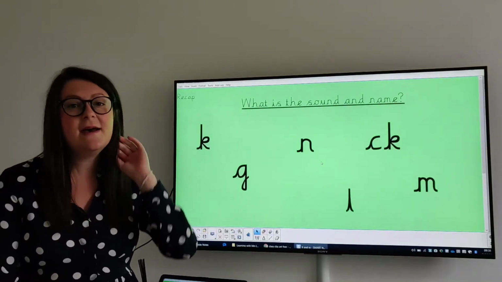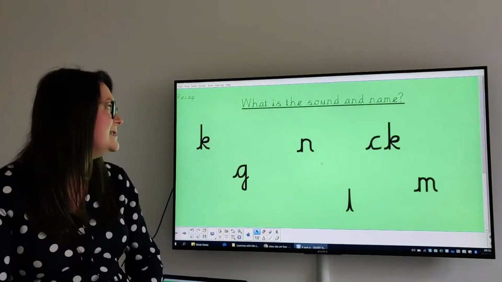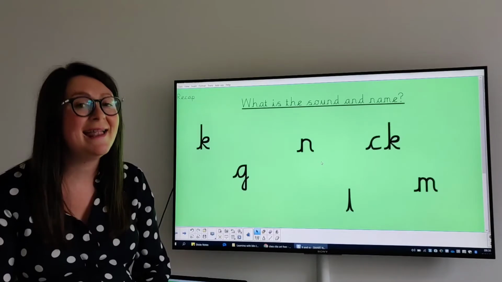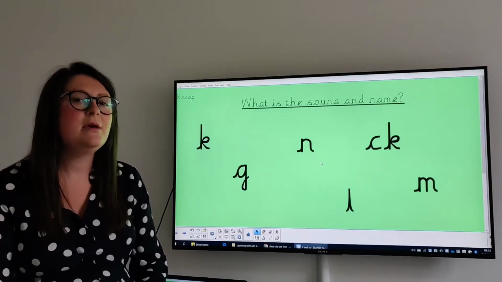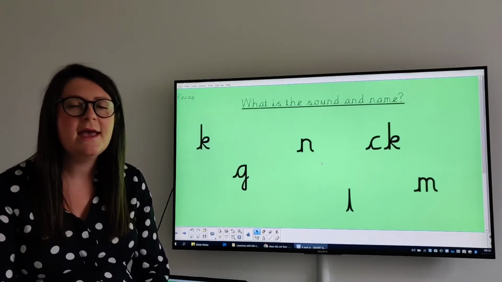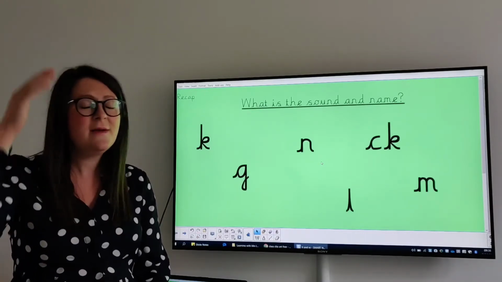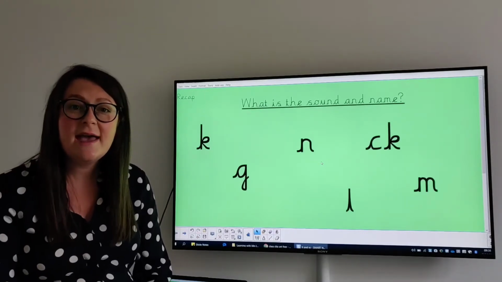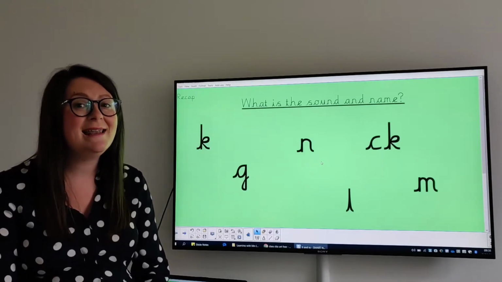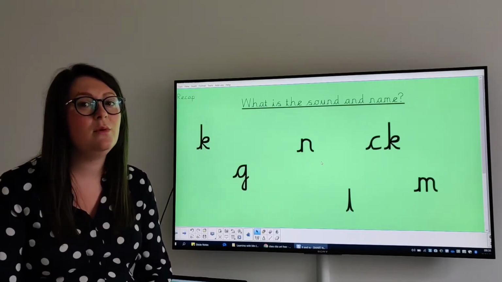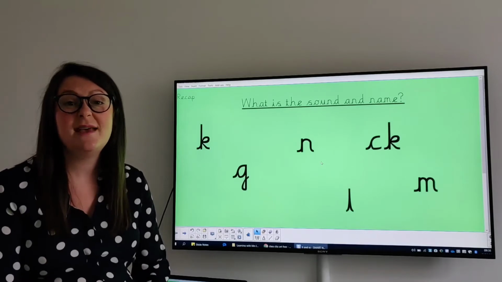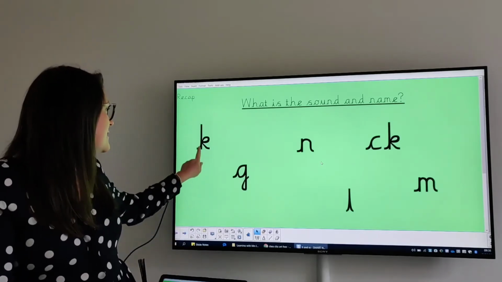Now to start off, I'm going to point at these letters and I want you to tell me the sound and the name today, because we need to remember both, don't we? And I know a lot of us are struggling with the names of these letters, and that's okay, but we need to try and learn the sound and the name, okay? And the more we practice, the better we get, don't we? So let's try this one.